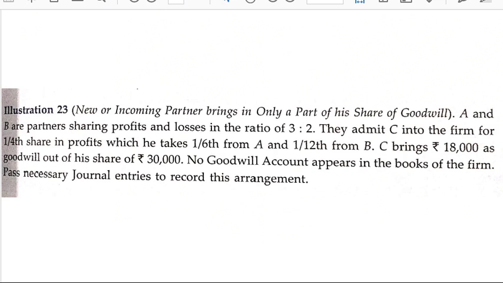A and B are partners sharing profits and losses in the ratio of 3:2. They admit C into the firm for 1/4 share in profits, which he takes 1/6 from A and 1/12 from B. C brings 18,000 as goodwill out of his share of 30,000. No goodwill account appears in the books of the firm. Pass the necessary journal entries to record this arrangement.